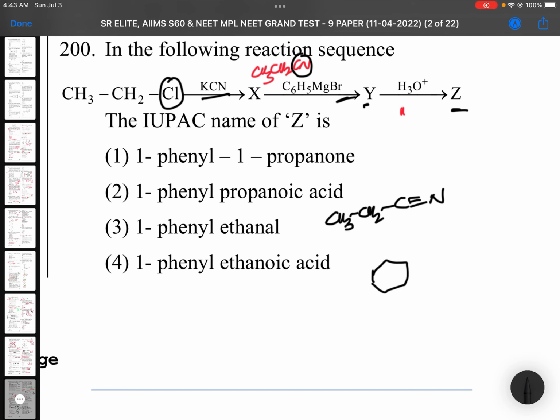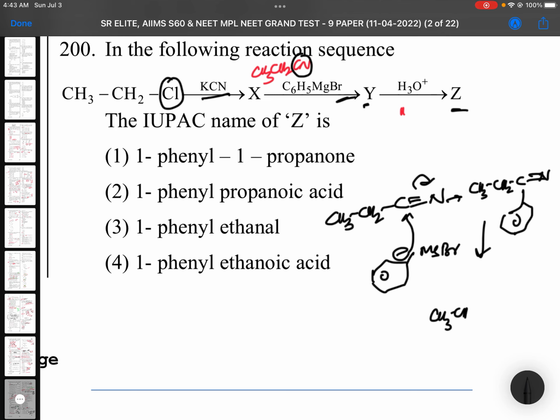You are treating with C6H5MgBr. So this will be with negative sign. So this goes like CH3, CH2, C, with the benzene ring and double bond N. Later it will be giving you CH3, CH2, C, double bond O. One phenyl, one propanone.